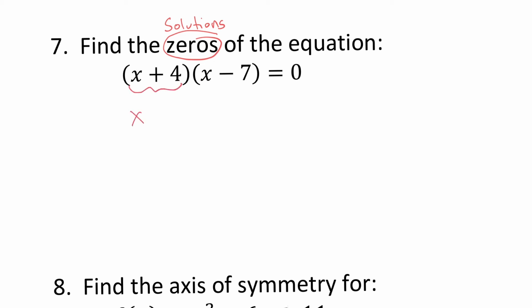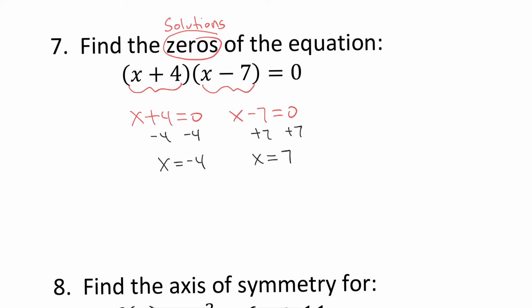x plus 4 equals 0. And then you take the second one, x minus 7 equal to 0. And you solve for x. So the first one, you subtract 4 from both sides. So x equals negative 4. And the second one, you add 7 to both sides. So x equals positive 7.